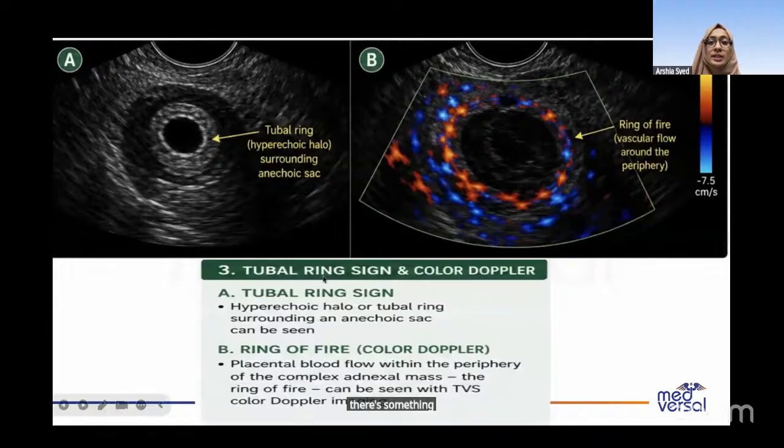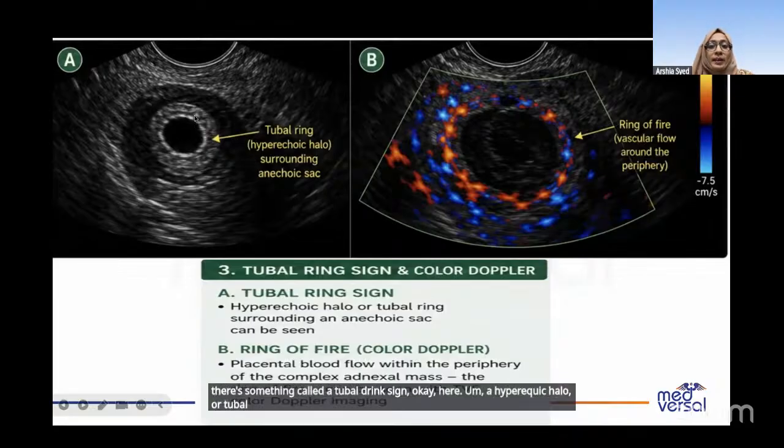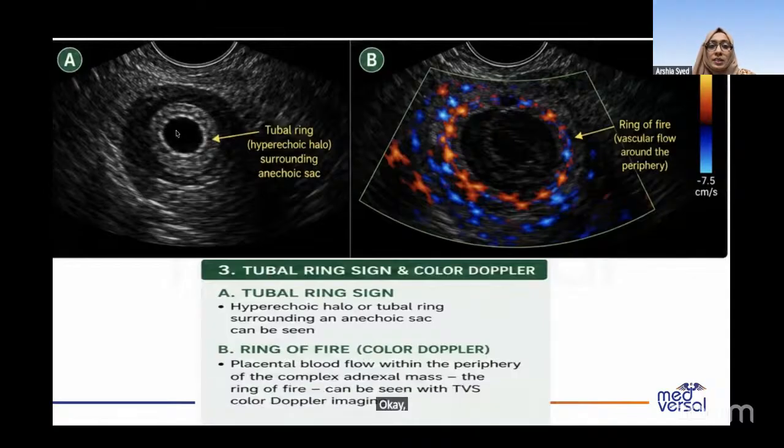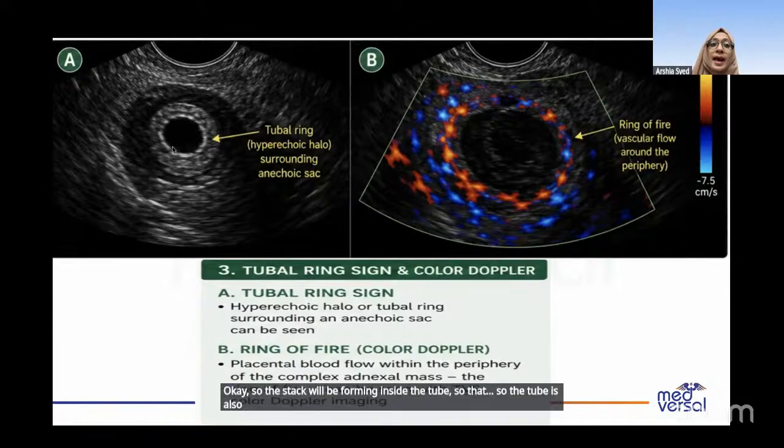There's something called a tubal ring sign. Here, a hyperechoic halo or tubal ring surrounded by an anechoic sac can be seen inside the tube. So the sac will be forming inside the tube. The tube is also seen and the sac is also seen. So that is a tubal ring sign.